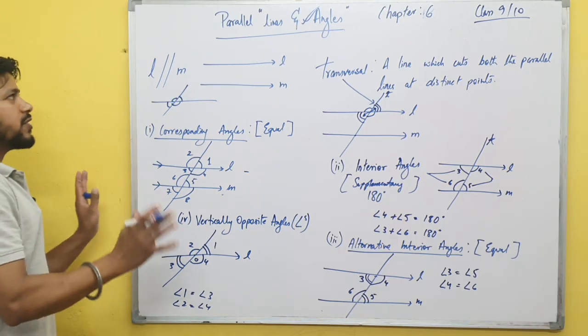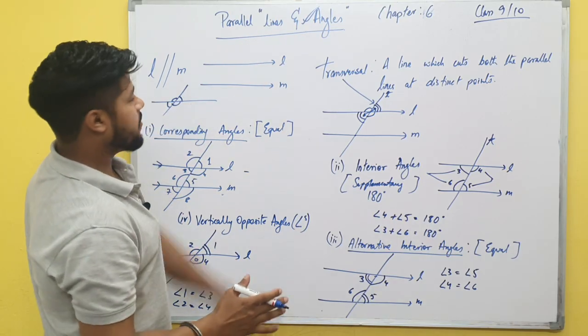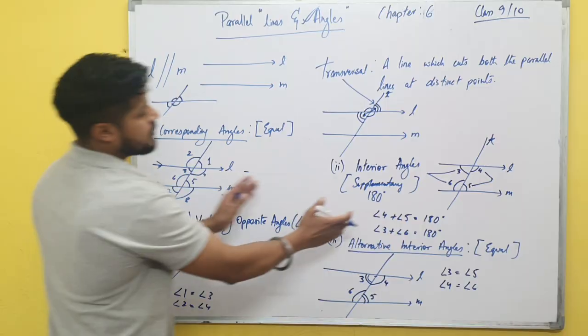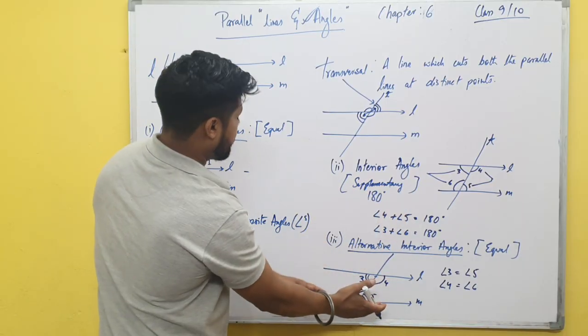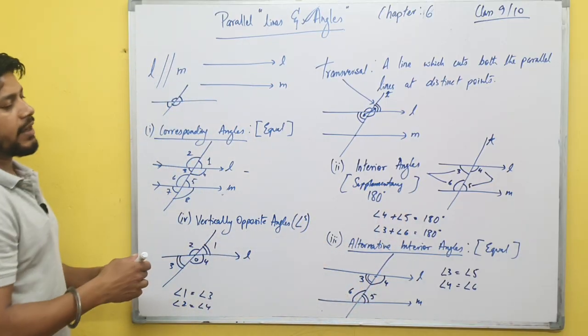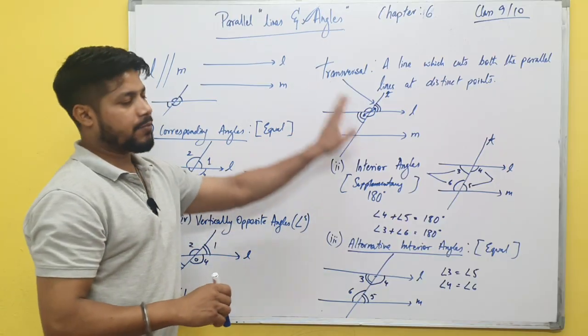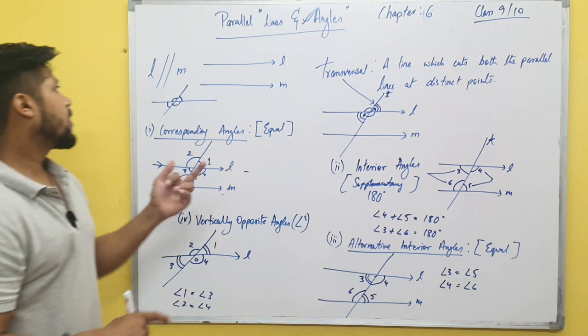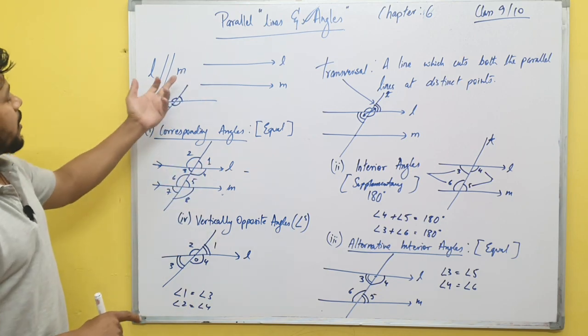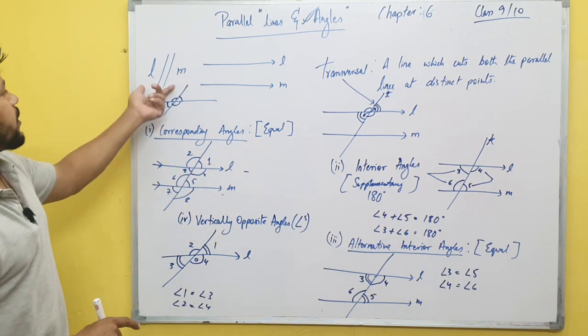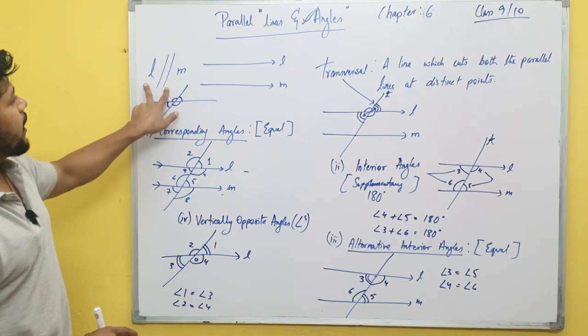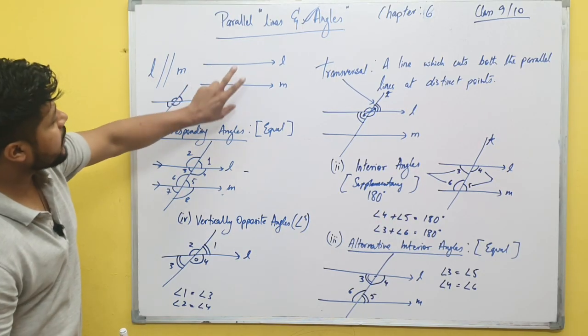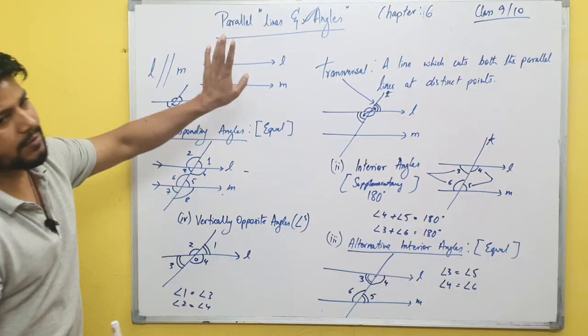Hence, in the lines and angles chapter you just have to remember corresponding angles, interior angles, alternative interior angles, and vertically opposite angles. And what is a transversal? Remember the meaning and definition, because this is very important for you. And how to represent parallel lines, you write L parallel to M this way. And how to show the drawing, this is the way. Okay, done.